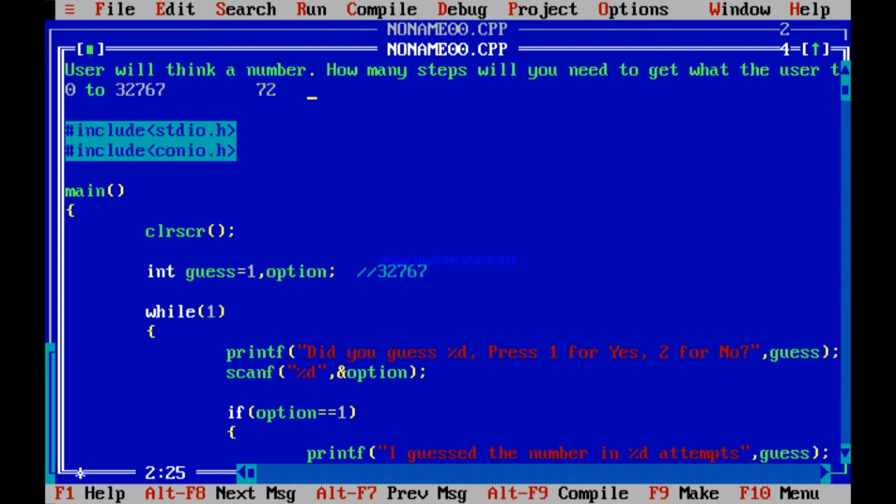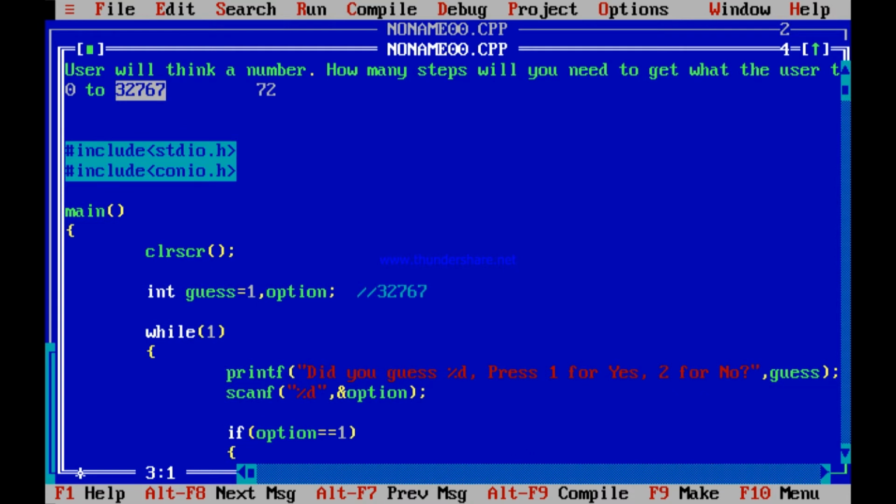0 to 32767 is the range of the number that the user thought of, and say the user thought 72. You know that user cannot think anything less than 0 or anything more than 32767. So what to do? You take a number in between that. You tell the user, I guess... user has thought 72. But you tell the user a number between 0 and 32767. It is 0 plus 32767 divided by 2. You think of a number midway between 0 and 32767.